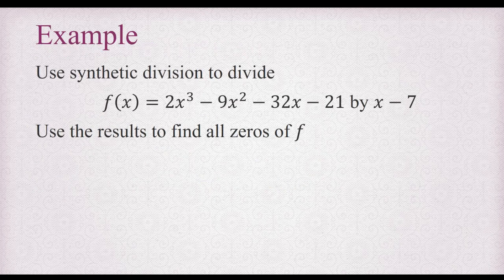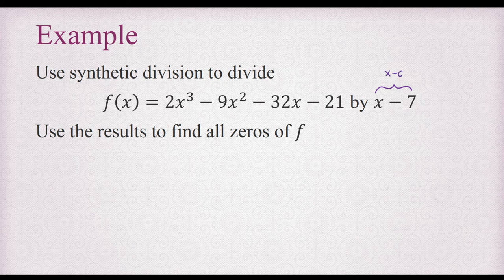So let's take a look at an example. It says we're going to use synthetic division to divide f of x equals 2x cubed minus 9x squared minus 32x minus 21 by x minus 7. And we're going to use these results to find all zeros of f of x. Remember, when I give you this x minus 7, that's why it's a linear. That's why we can use synthetic division. It's always x minus c.